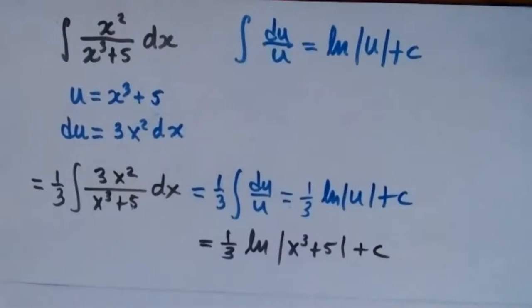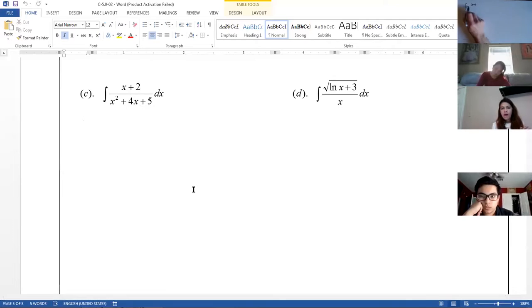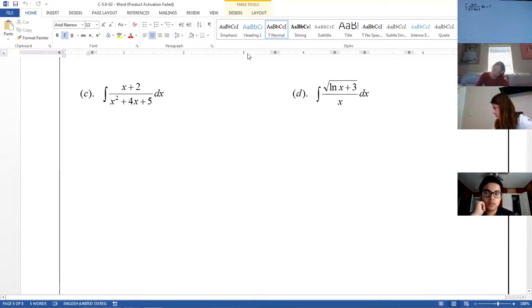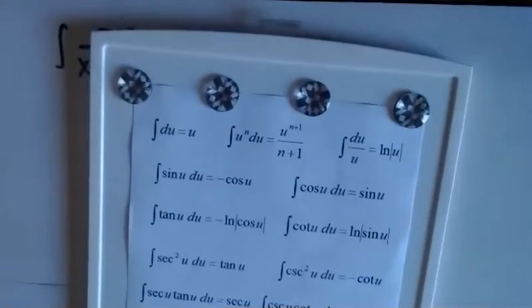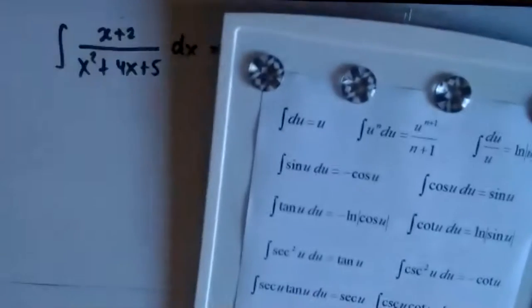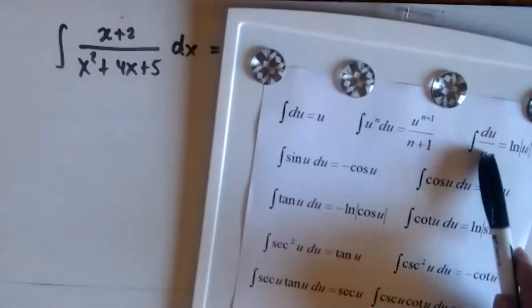Let's solve another one. Let me move back to the screen here. So we have now these ones, correct? These are the next two integrals to solve. So I have the integral of x plus 2 over x squared plus 4x plus 5. Okay, so now this is the integral we are going to solve. What is that antiderivative? Again, we look at our formula chart. Well, here is a power, but not like this one. So it's a fraction, so I'm going to try my fraction formula.